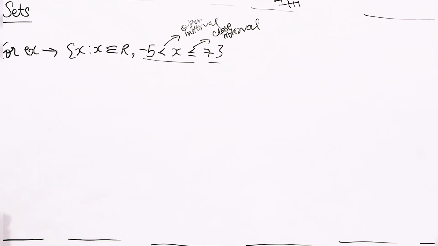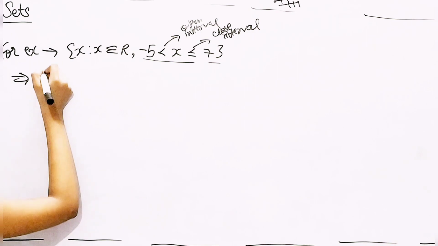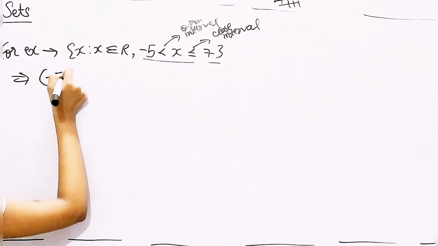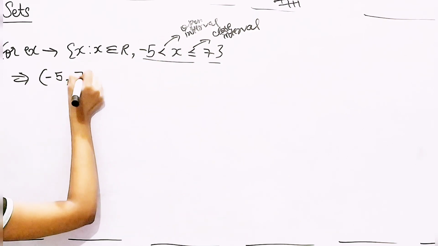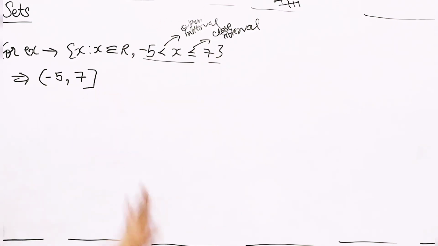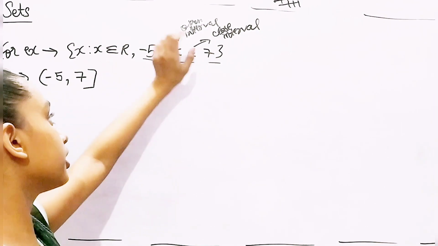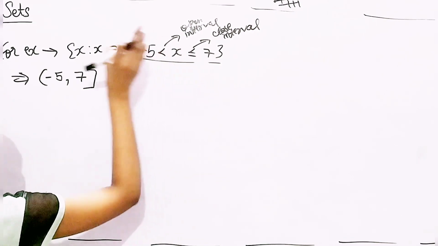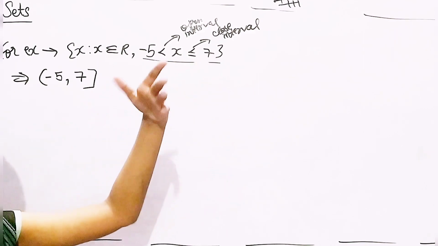So what does that mean? In the beginning we will have a normal bracket, -5, then a comma, the other number we have is 7, and in the end we use the closed interval, the big bracket. Clear? Okay, so the numbers which we have for x, we just write those numbers in the interval. This is a half closed interval, as you can see.